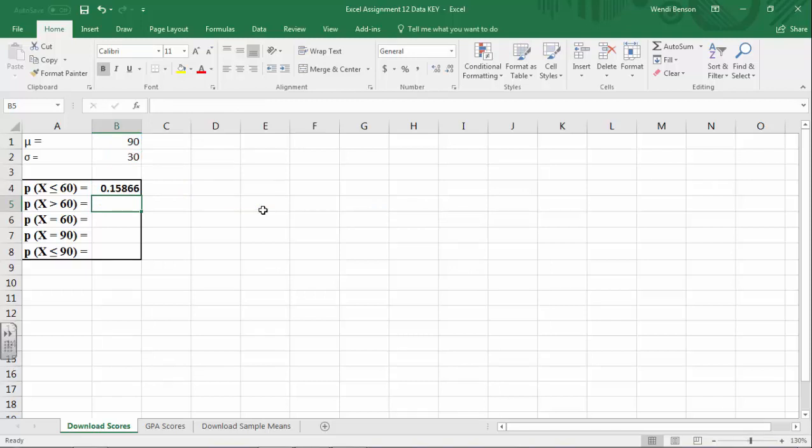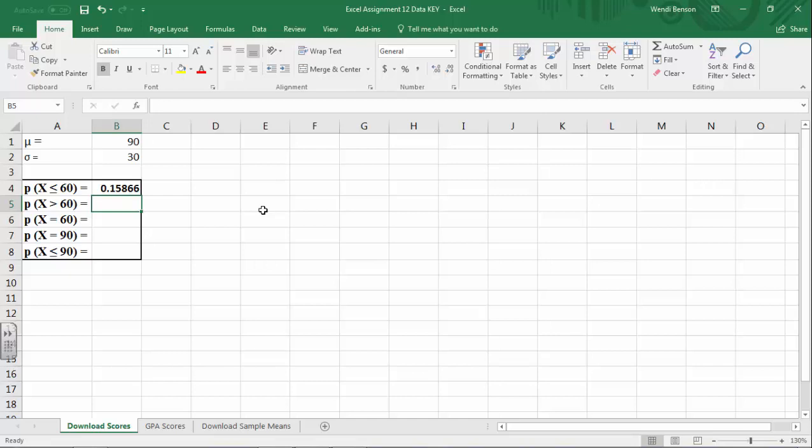All right, we get 0.15866, or a 15.9-ish% chance that he's going to end up having a download speed that's less than or equal to 60 in his demonstration. Now let's figure out what's the probability that it's not going to be less than or equal to 60, that it's going to be greater than 60.